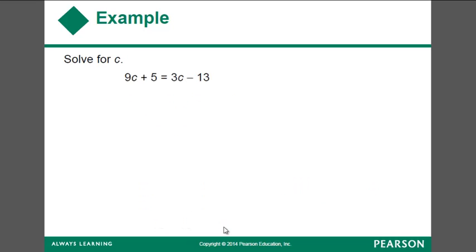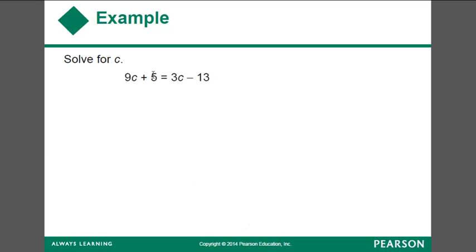Let's look at another example. I have 9c plus 5 is equal to 3c minus 13. Again, I need to make sure that I get all my c's on one side of the equal sign and simplify as much as possible.